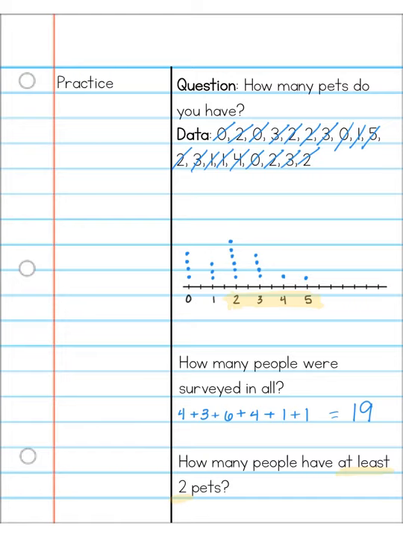There were 6 people with 2 pets, 4 people with 3, 1 person with 4, and 1 person with 5. When I add all those together, there were 12 people that had at least 2 pets.